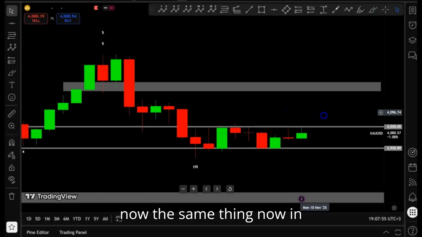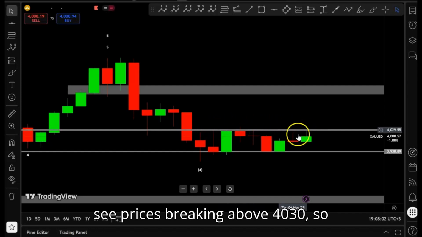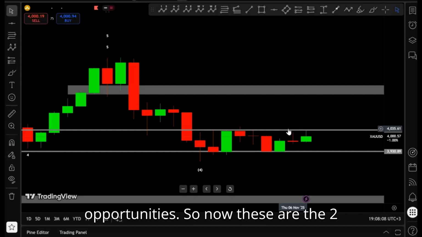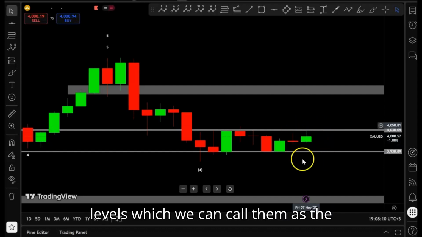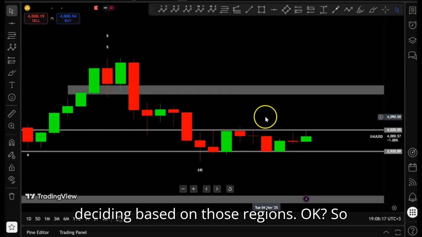And now the same thing in the daily time frame. If we see price breaking above 4,030, so also above this level, we may more clearly consider sell opportunities. So these are the two levels which we can call the decisive levels. Next week we will be deciding based on those regions.